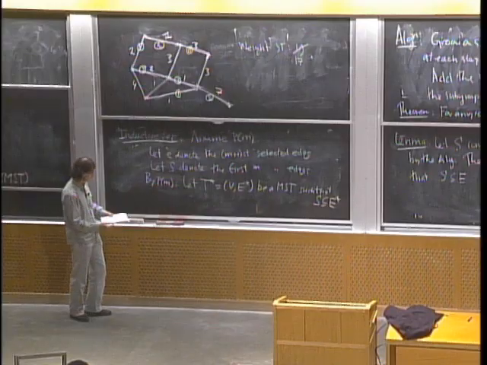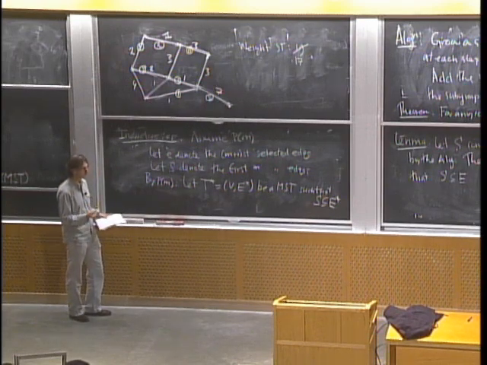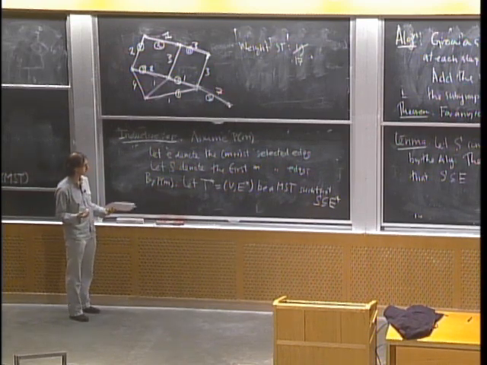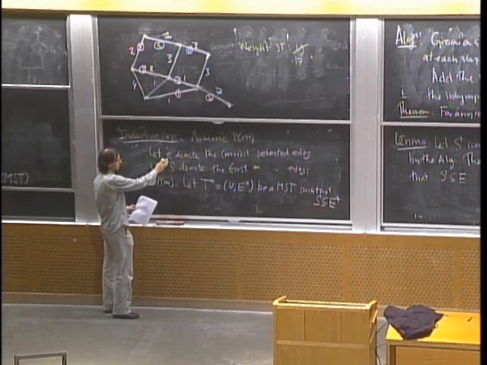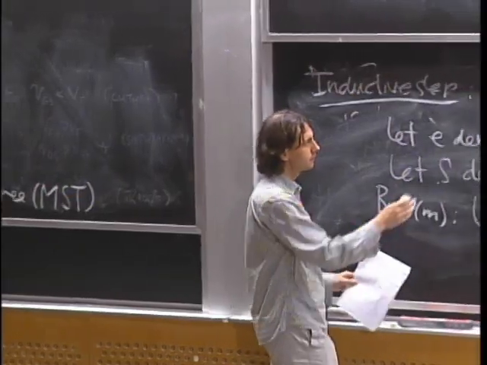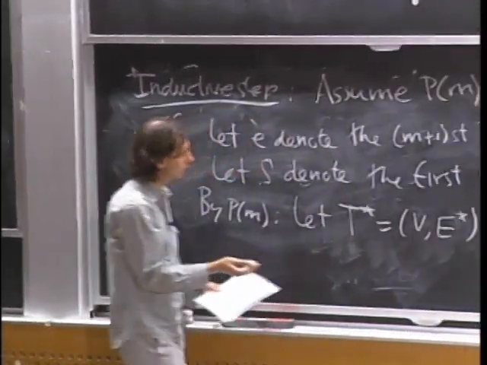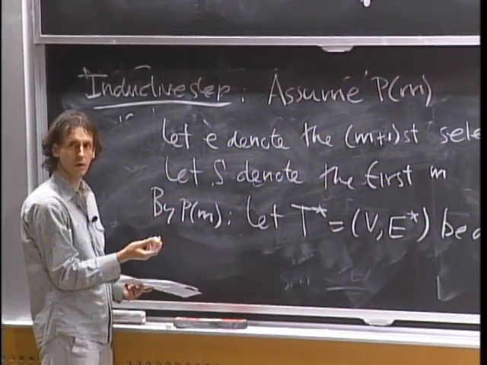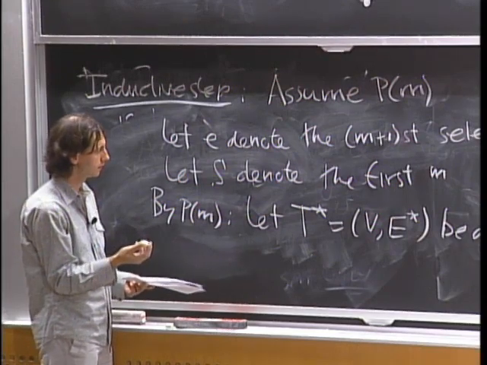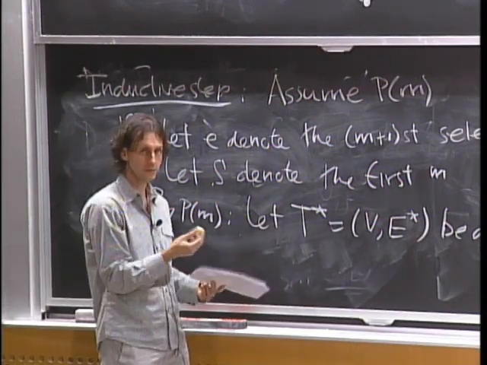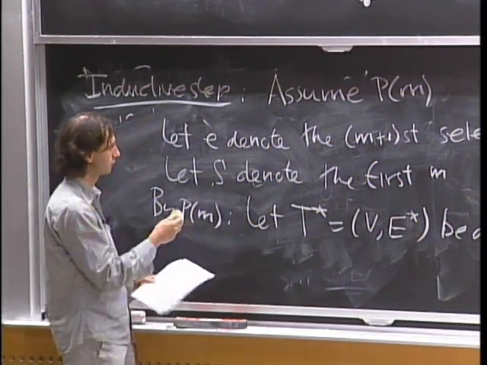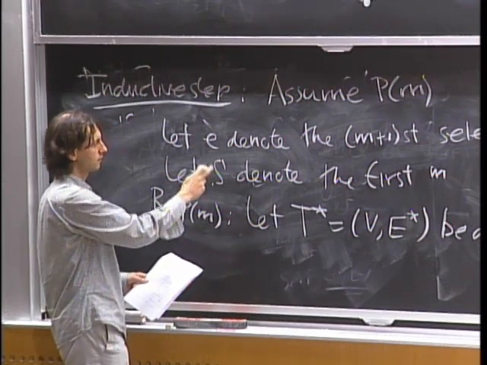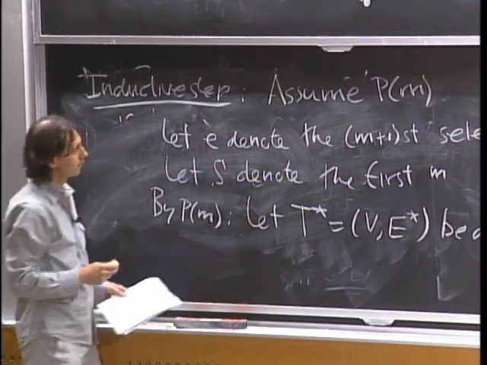So let's look at the very first case. So what are the kind of cases that we are interested in? So let's think again. What do we need to prove? We need to prove Pm plus 1. So we need to prove something about the union of S and E. We want to show that there is a minimum spanning tree such that the edge set of this minimum spanning tree contains both S and also E.